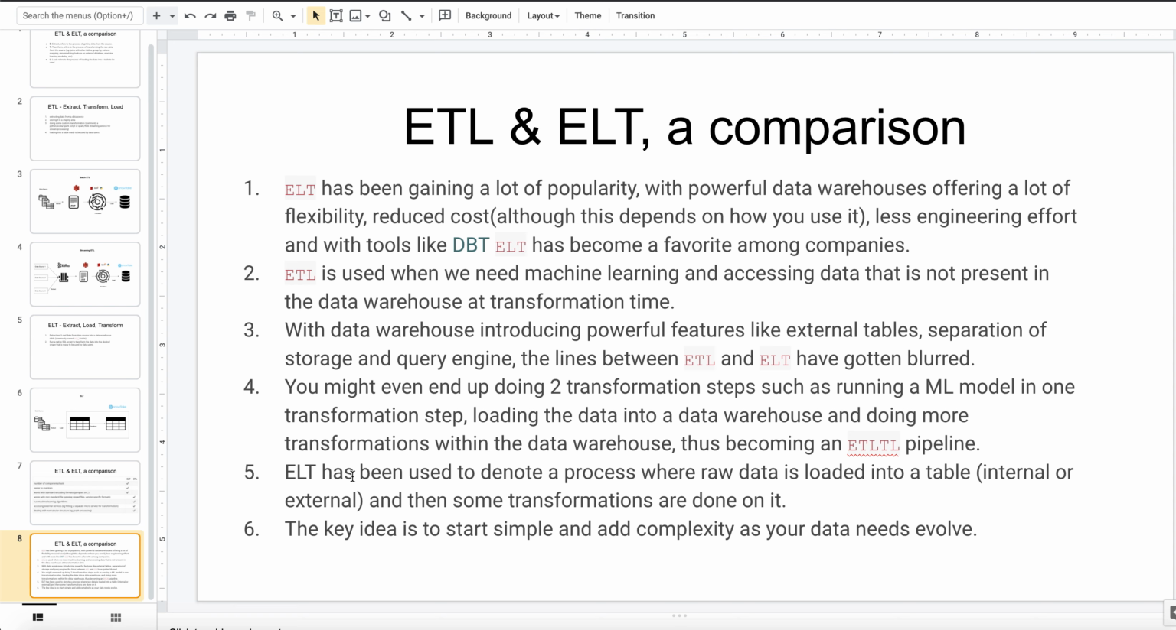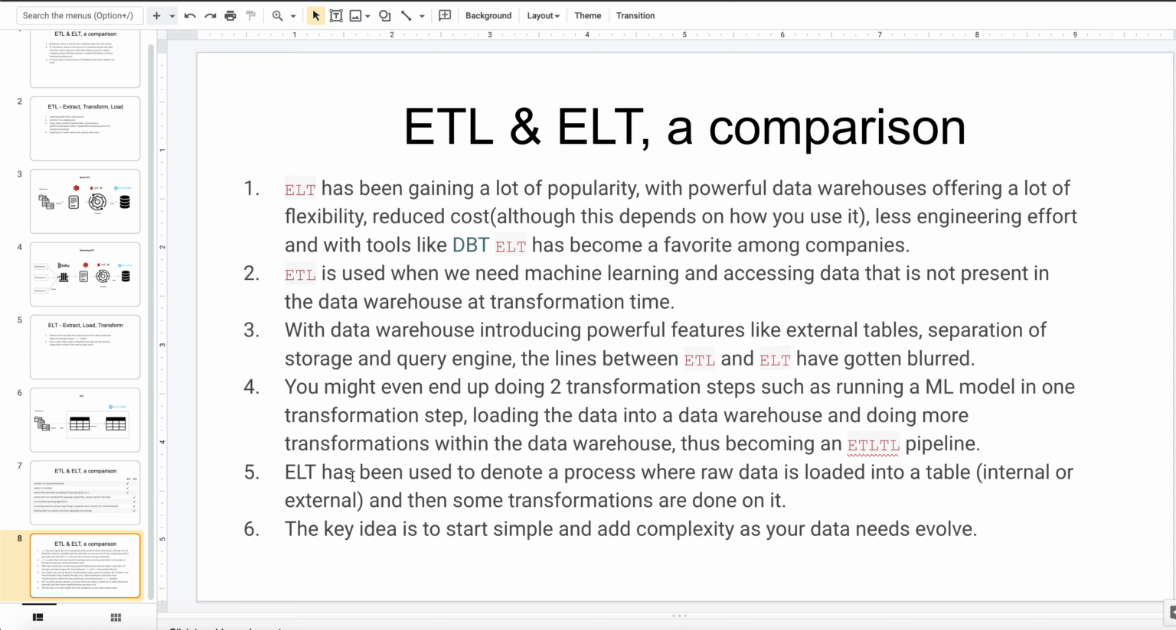Having said all that, the key idea that I want you to take away from this video is to start simple and try to keep the number of components in your data pipelines low, and add complexity as your data needs evolve. The reason for this is if you keep your data pipeline simple, you can deliver results faster and you're not over optimizing prematurely. So that will help you scale faster.